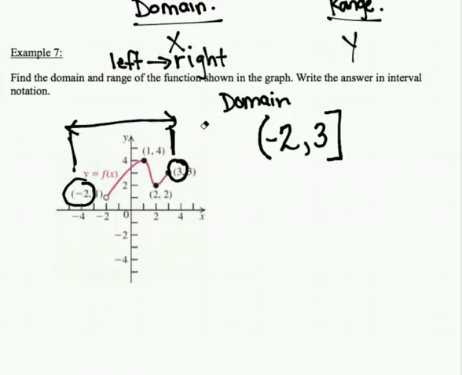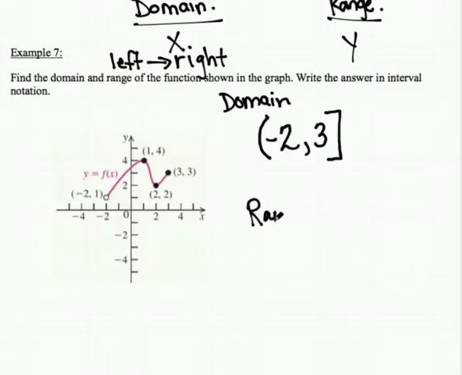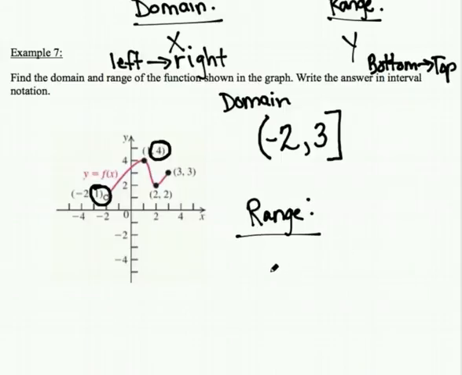Now let's look at the range real quick. Range, remember, is the y values, okay? So we're going to go from bottom to top. So what is the lowest y value that this graph hits? 1. And what is the highest y value? 4. So my range is going to be from 1 to 4.